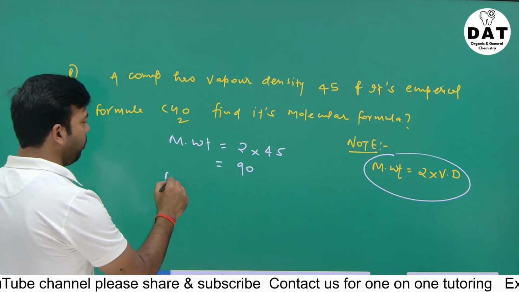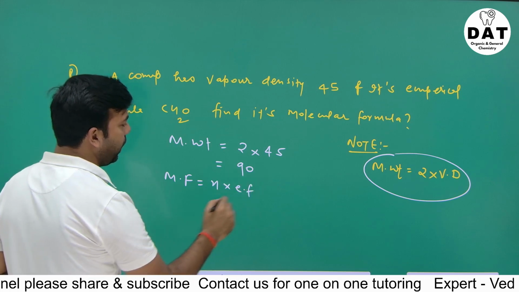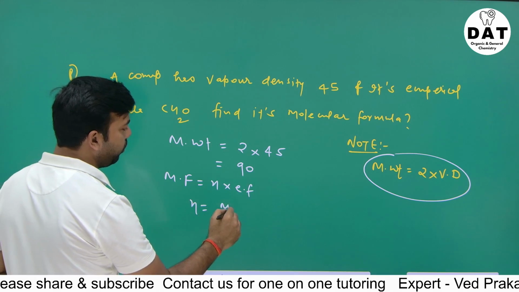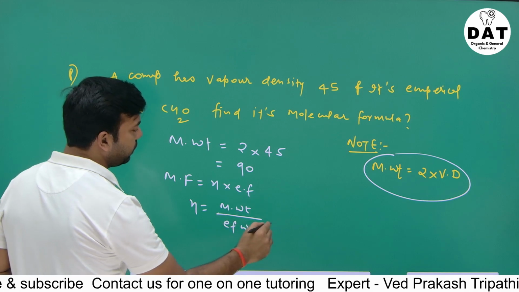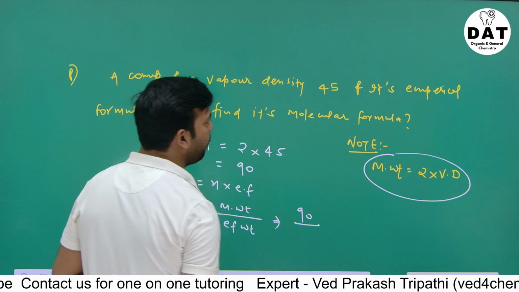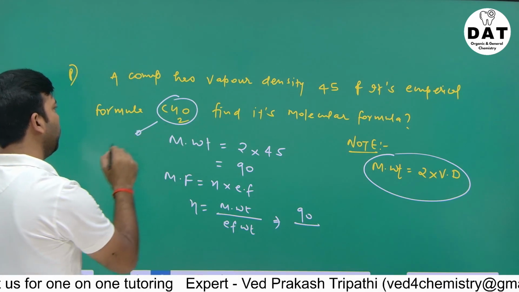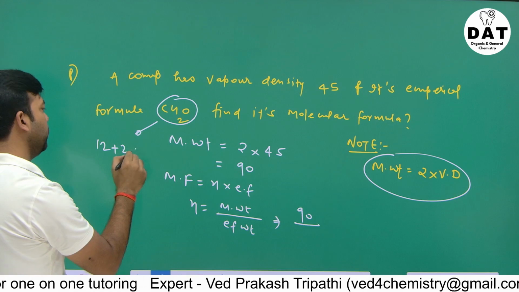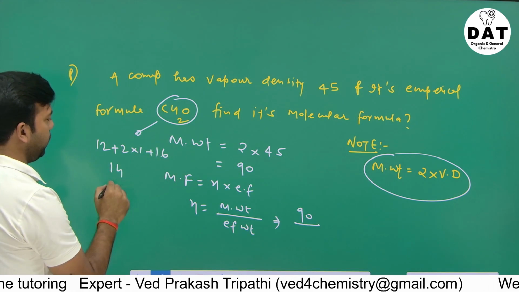We all know molecular formula is equal to N into empirical formula, and N is the molecular weight divided by the empirical formula weight. The molecular weight is 90. The empirical formula weight of CH2O is 12 plus 2 into 1 plus 16. So it is 14 and 16.